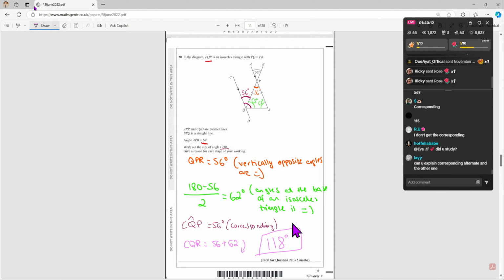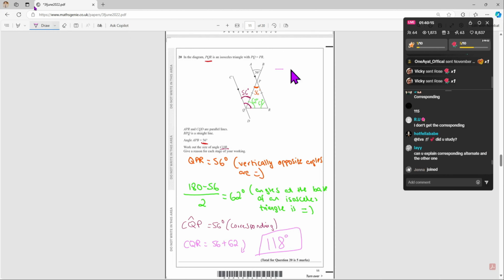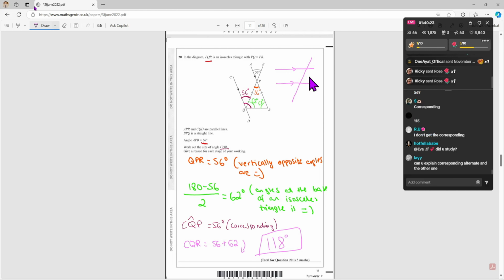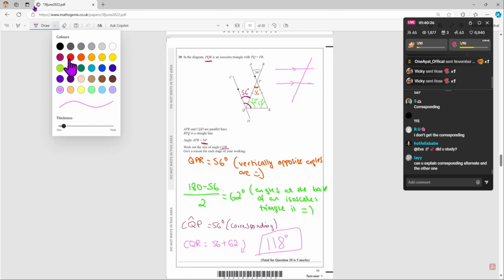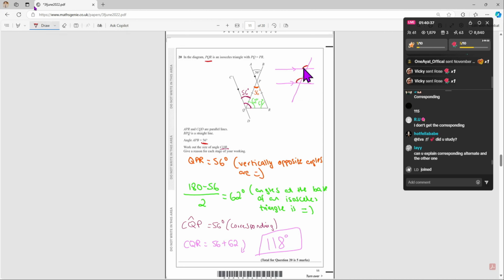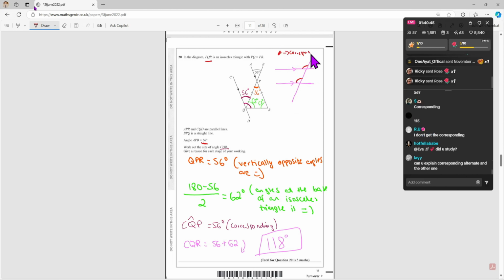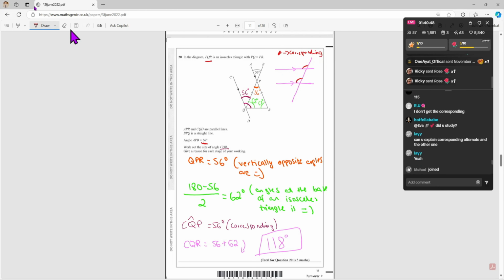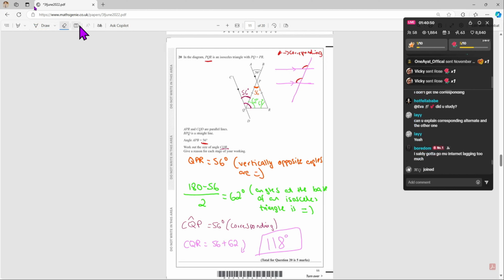Can explain corresponding alternates and the other one. So, for example, we have two parallel lines over here, and a random line that intersects like this. For example, we have this angle right here. These two angles are corresponding to each other, okay? You get that one? So this is corresponding. Cool.